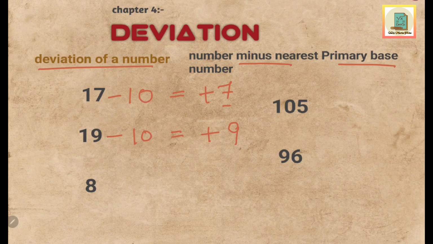Now the number is 8. The nearest primary base is 10. So 8 minus 10 gives you minus 2. So the deviation for 8 is minus 2. Now the number is 105. The nearest primary base to 105 is 100. So 105 minus 100 gives you plus 5 as deviation. Now the number is 96. The nearest primary base to 96 is 100. So the number minus the nearest primary base number gives you minus 4 as deviation. So the deviation for 96 is minus 4.